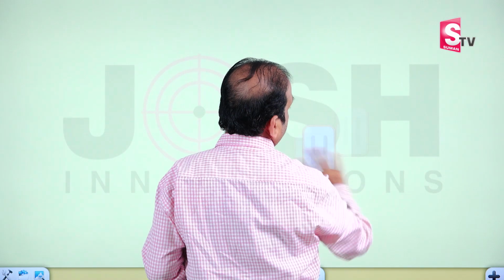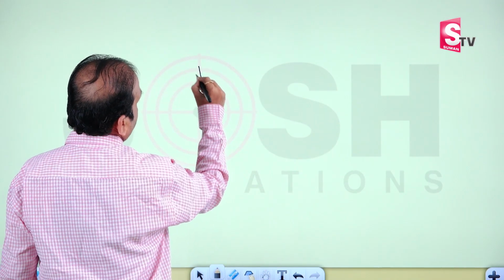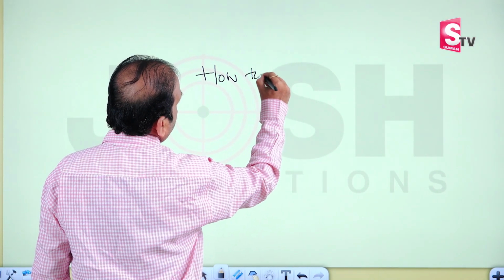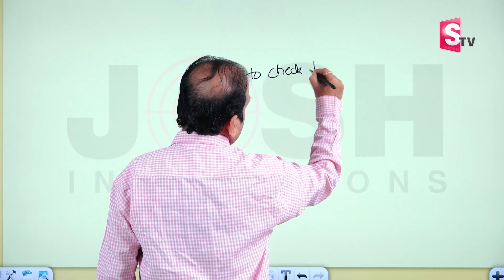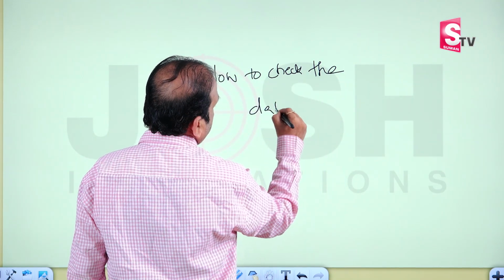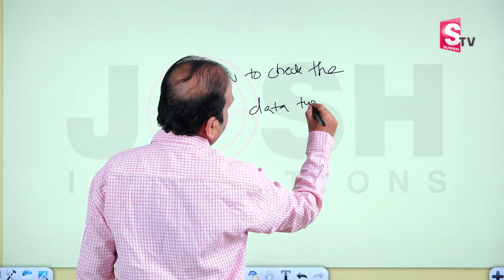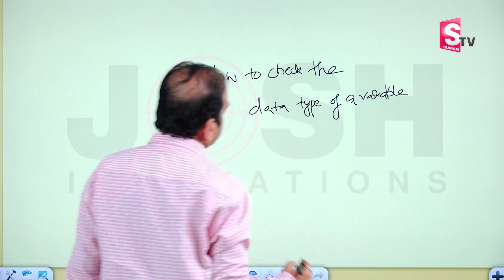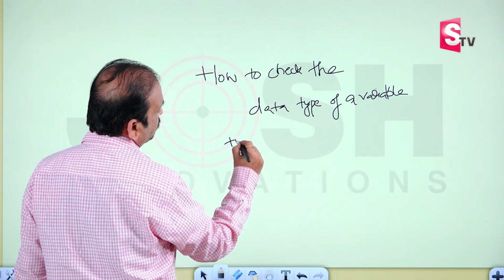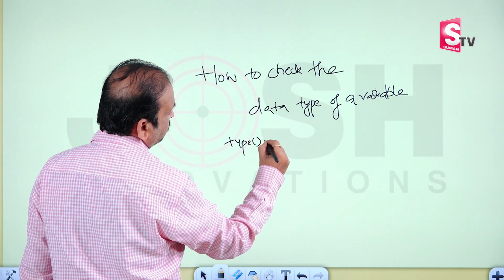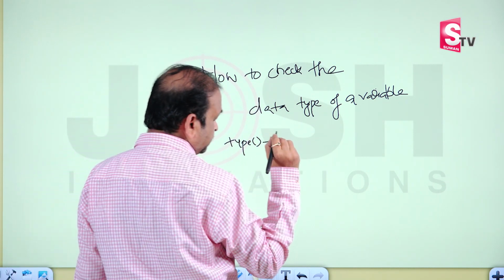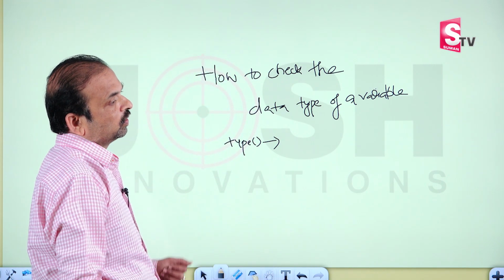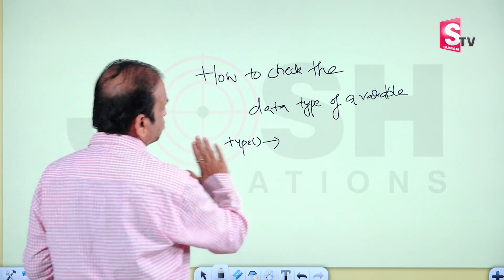So first we'll start with type checking. How to check the type, the data type of a variable. In Python, there is one function called type function. Using this type function, we can check whether the given variable's data type is integer, floating point number, string or boolean, whatever. So this function is called the type function.